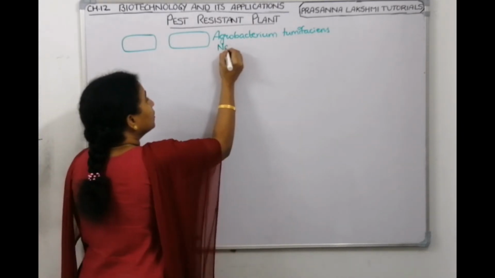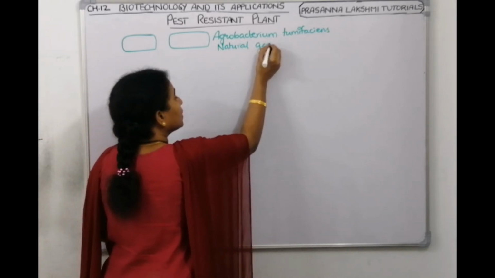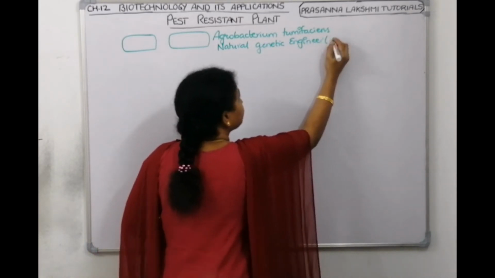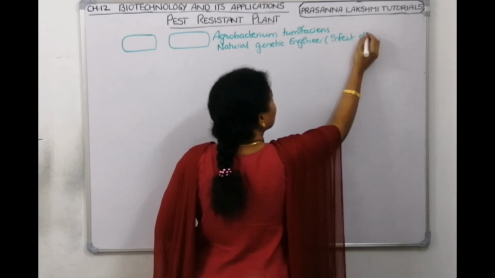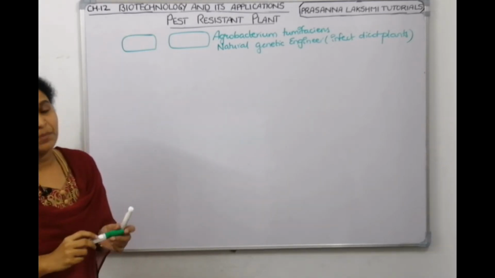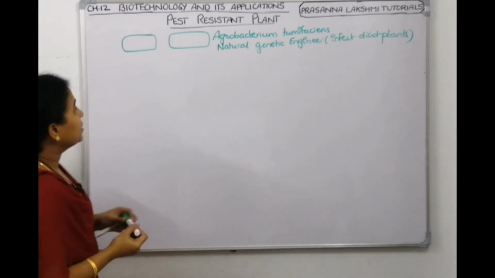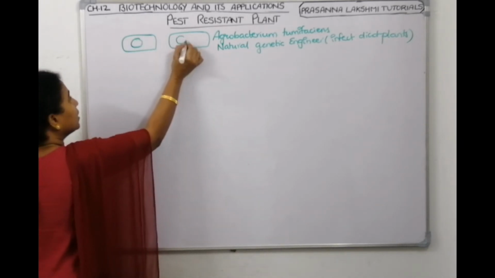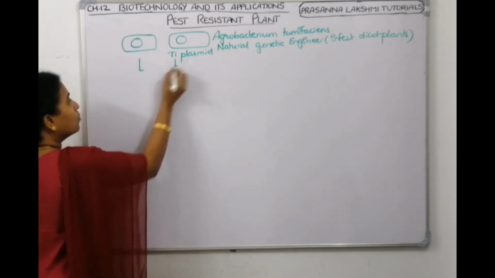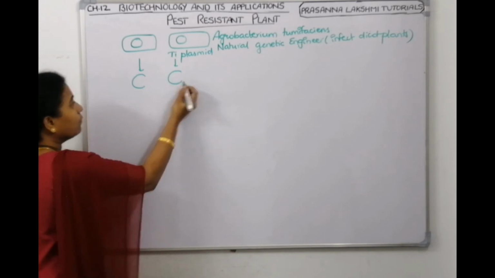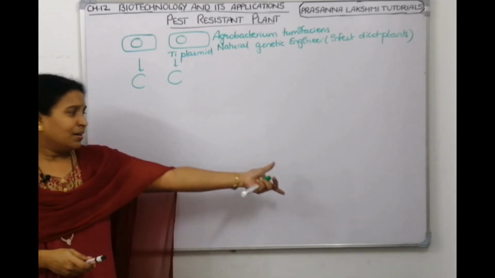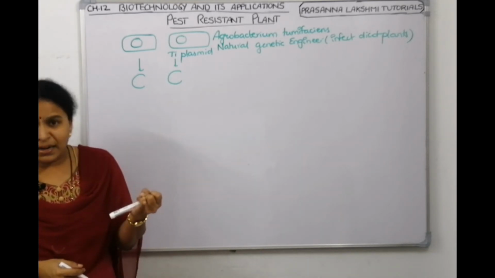It is called a natural genetic engineer. It can easily infect dicot plants. Now, this Agrobacterium has a Ti plasmid. We took out the Ti plasmid and opened it, and now you need to keep that mobile genetic element RNA or RNA virus RNA in it.